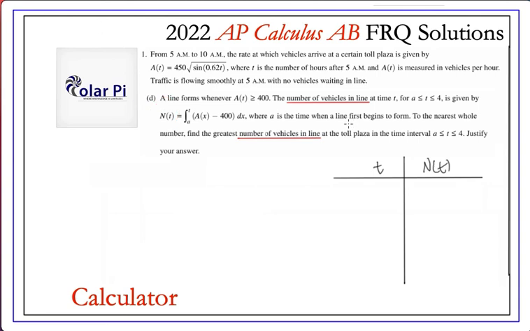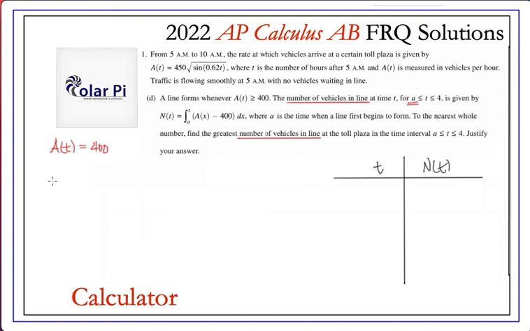It's the number of vehicles in line, right? Now, we're considering this interval where the constant a is unknown, but we are told that a line starts to form when A of t is greater than or equal to 400. So we see that this a here, which is the time when the line first begins to form, must be whenever A of t is equal to 400. So we write that, got it.